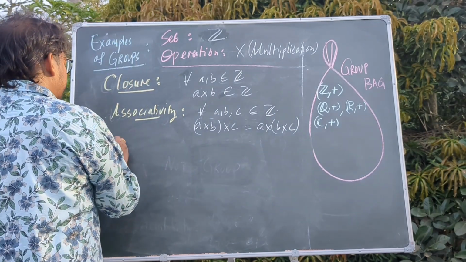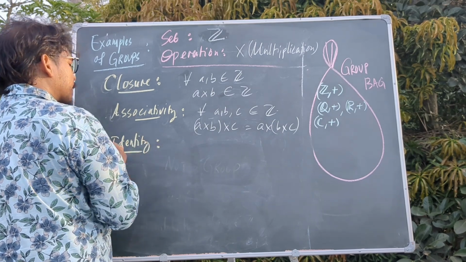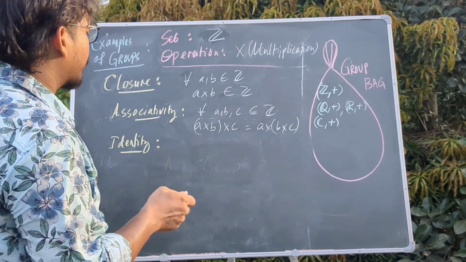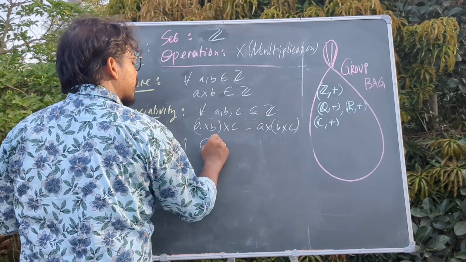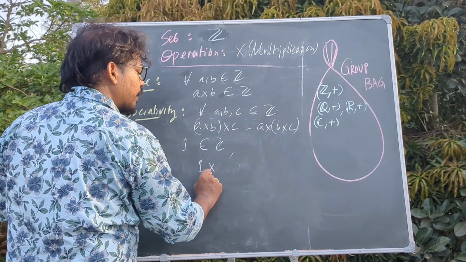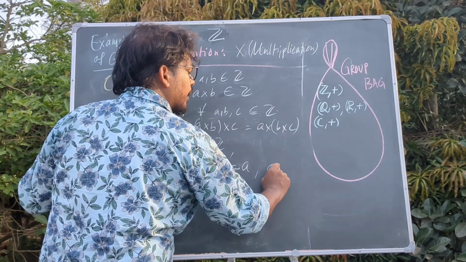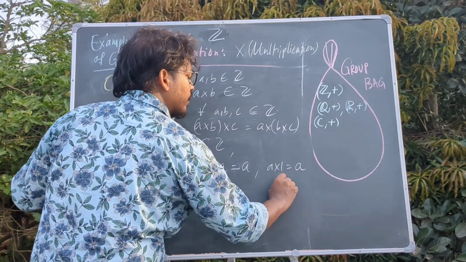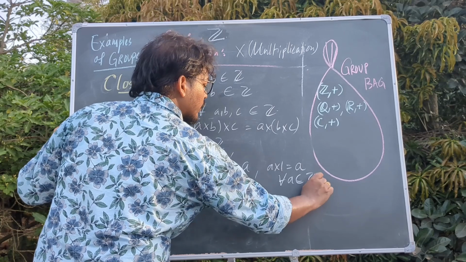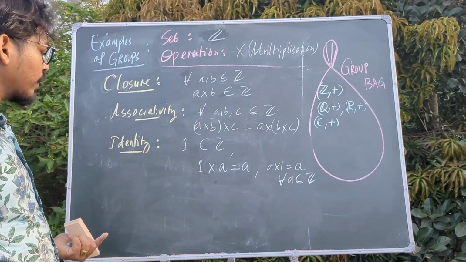What about identity? Is there any identity element? We have an integer a, and 1 times a is a, and a times 1 is a, for all a in the set of integers. So there exists an identity element, which is 1.